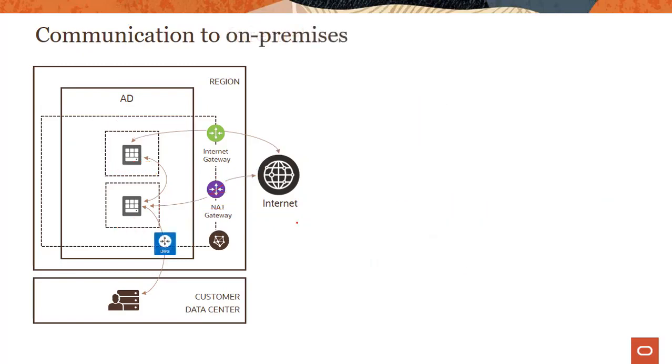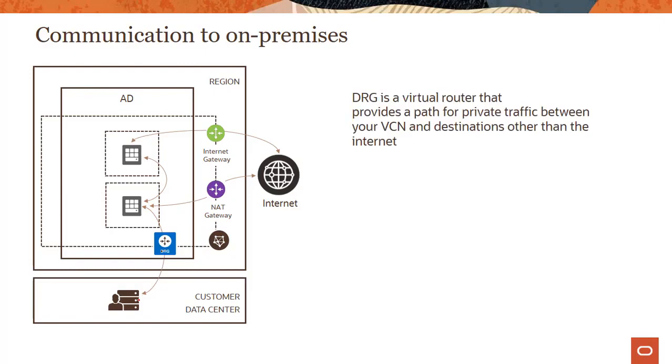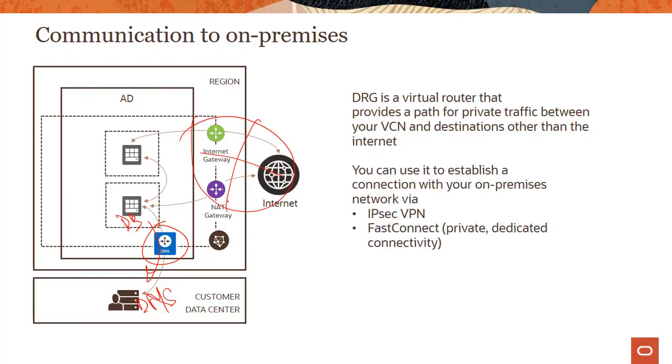The second scenario is you want your communication to on-premises. Well, you're running in a hybrid mode. Let's say you have a DNS server running right here in your on-premises, and your databases need to sync up with the DNS server, right? So let's say you're running a database, you need to go to on-prem. In this case, you have another kind of router called a dynamic routing gateway, and it's a virtual router that provides a path for private traffic between your network and destinations other than the internet. So you're not going to the internet right now. You're going to your on-prem environment, and you use a router called a DRG.